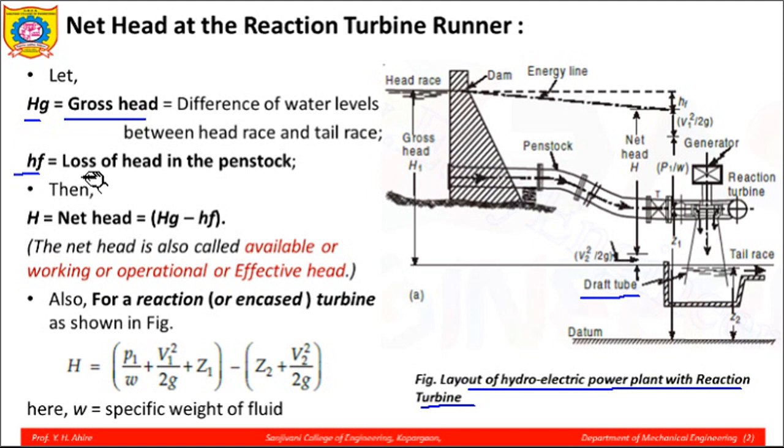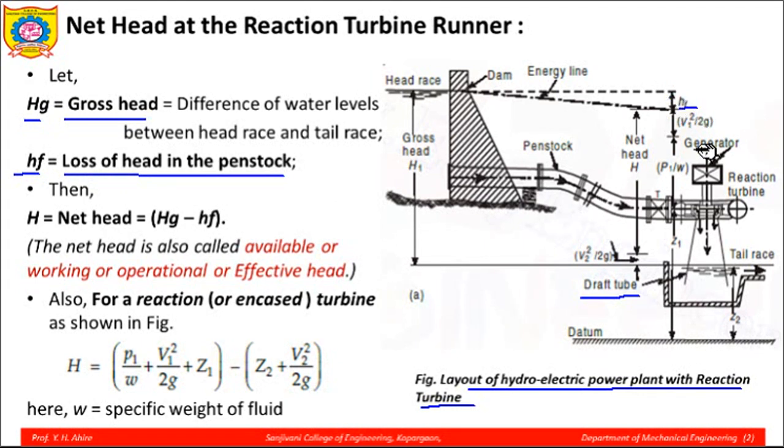Hf represents the loss of head in the penstock. Now when the water flows through the penstock pipe, the water is going to face the frictional resistance, a major energy loss due to the internal surface of the penstock, as well as there could be some pipe fittings which will offer minor energy losses. So Hf represents the total loss of head in the penstock, and it is not only the major loss.